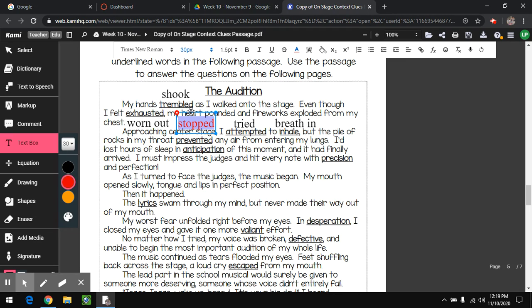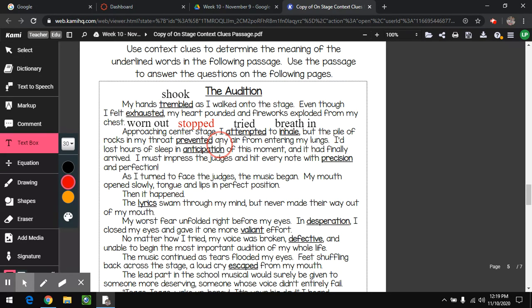I'd lost hours of sleep in anticipation of this moment. So what were you doing if you couldn't sleep and you were anticipating this moment? What were you doing? Thinking about it. What were you going to say? Thinking about it, worrying about it. So anticipation must mean like thinking or worry. I'd lost hours of sleep in worry of this moment. I was worried about it. I was thinking about it a lot, right? I was thinking about what would happen. So we can either put for anticipation worry or thinking about.